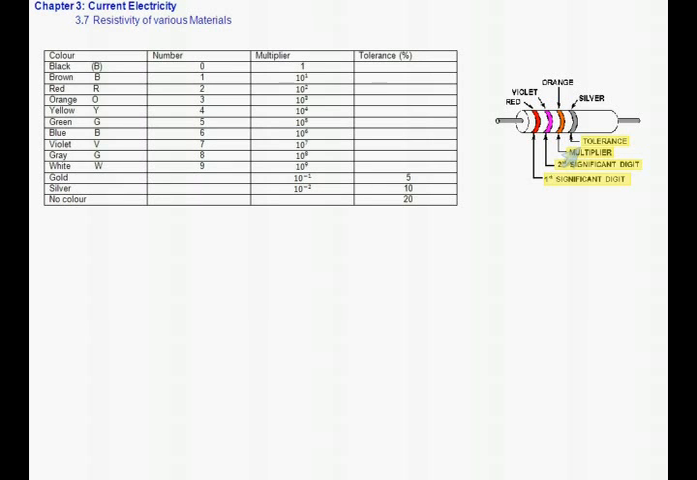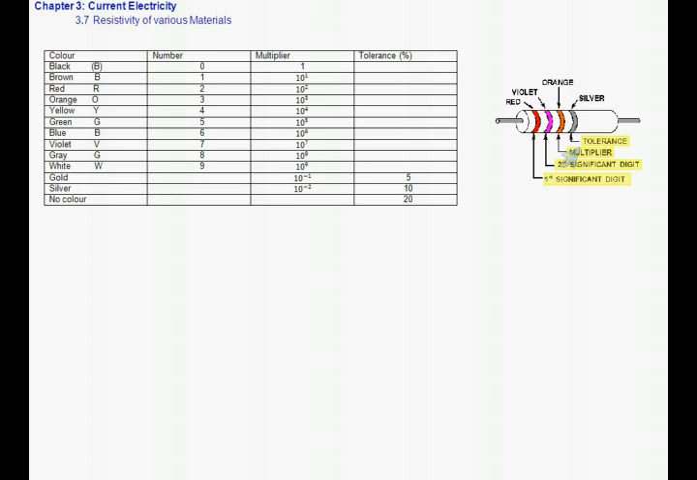So there is a table. We can read the value of a carbon resistor by knowing these colors, and this fourth color sometimes does not exist. So there is a table, we can remember that table and read the value of a carbon resistor. So look at the table here.